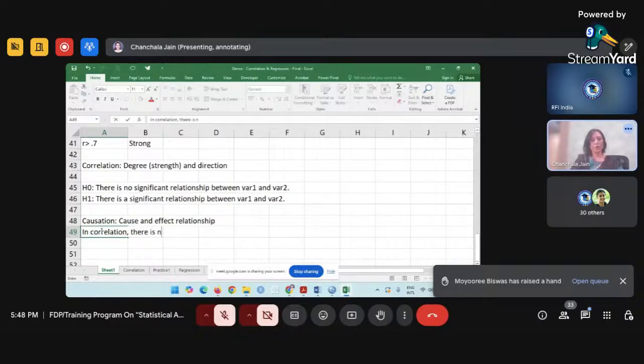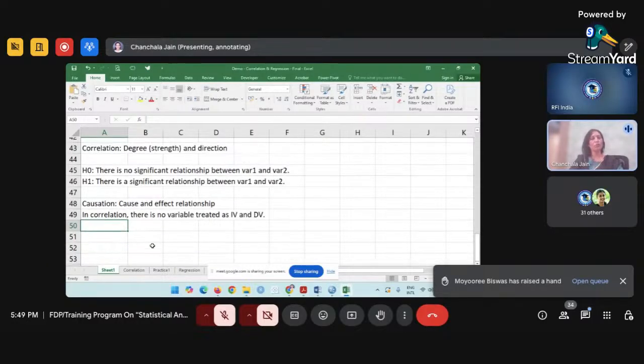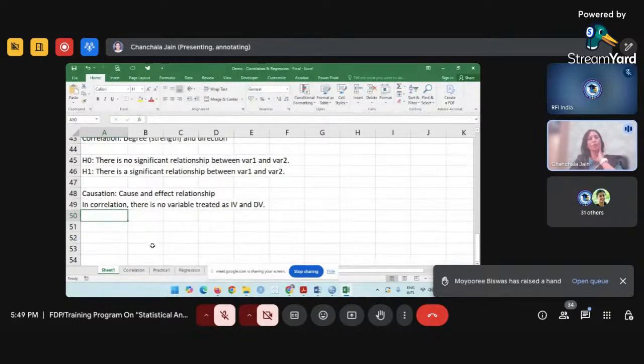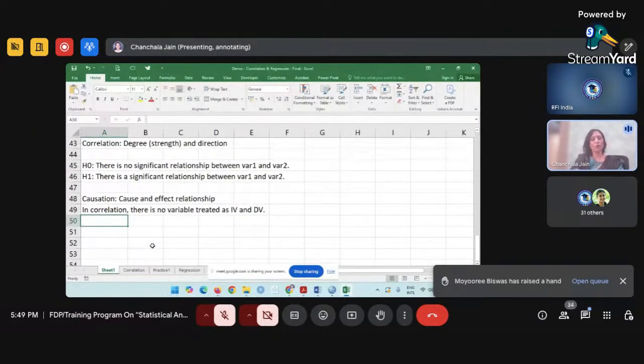So other thing you can see in correlation, there is no variable treated as IV and DV. For correlation we only have variables, whether numeric, categorical or ordinal variable. But in correlation we cannot comment that a particular variable is dependent or independent. Is it clear? If we want to do such a study, to understand the effect of one variable on another, we need to go a step ahead and perform regression.